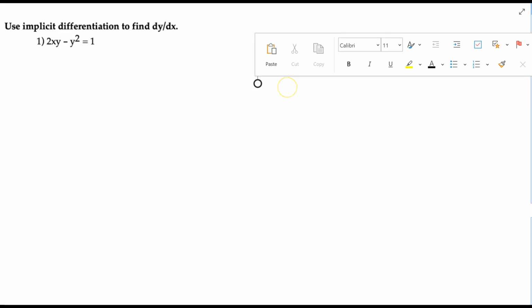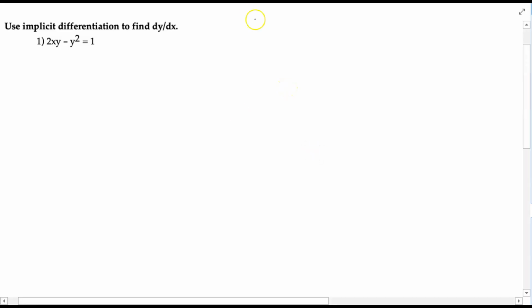Okay, we're talking about implicit differentiation today, but before we do that, let's talk about what explicit differentiation is. So, an explicit function, I should say, is a function that's explicit. Explicit functions are those functions that are clearly defined.